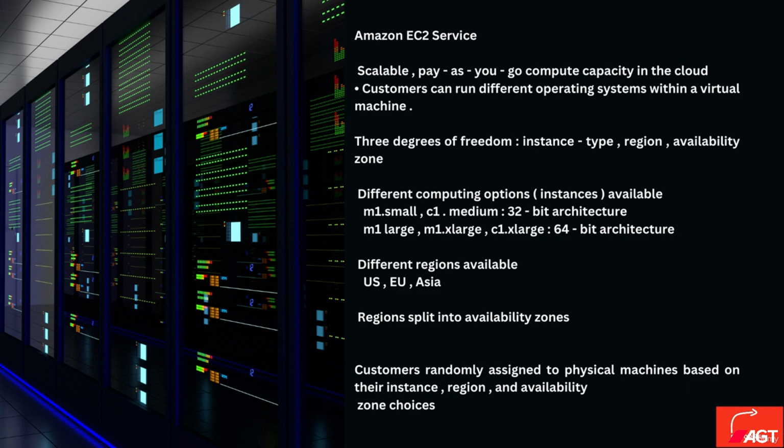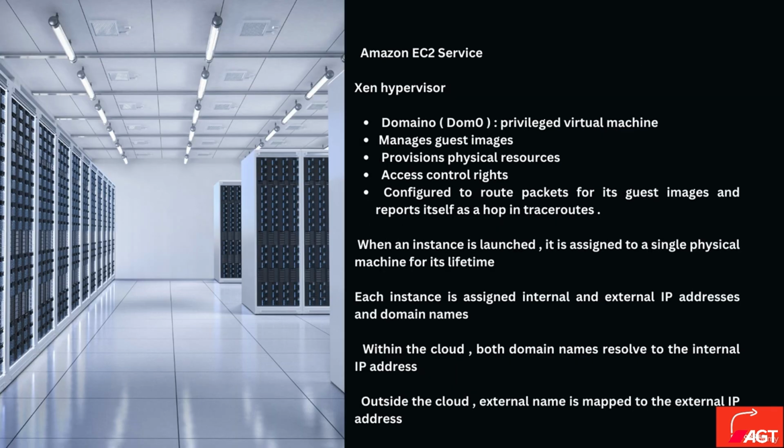Based on the instance, region, and availability zone selections made by the customers, Amazon Web Services provides the well-known infrastructure as a service, IaaS, cloud computing platform known as Amazon EC2 AWS. The platform manages virtual machines, VMs, or instances using the Xen hypervisor. The domain Dom0 virtual machine, which controls access and manages guest images, is the most privileged machine in the EC2 architecture. Moreover, Dom0 is set up to route packets for its guest images, and in traceroutes, it self-identifies as a hop.